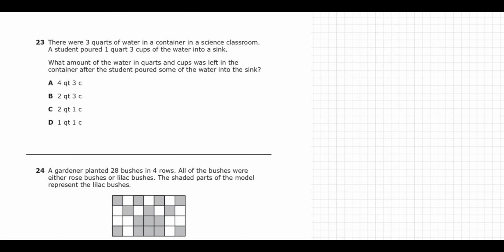Question number 23. There were 3 quarts of water in a container in a science classroom. A student poured 1 quart 3 cups of the water into a sink. What amount of the water in quarts and cups was left in the container after the student poured some of the water into the sink? 1 quart equals 4 cups.